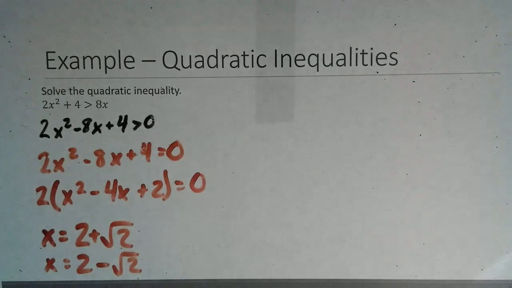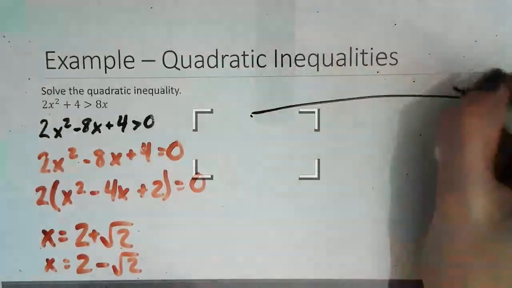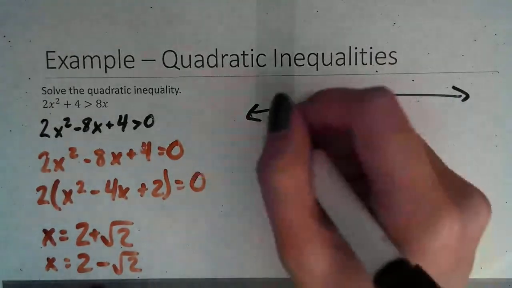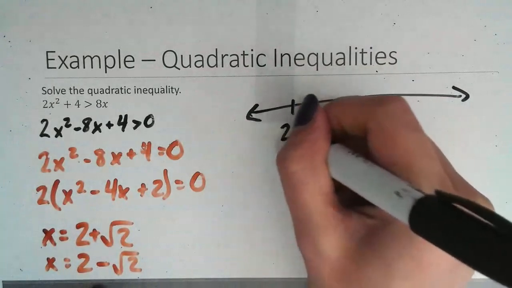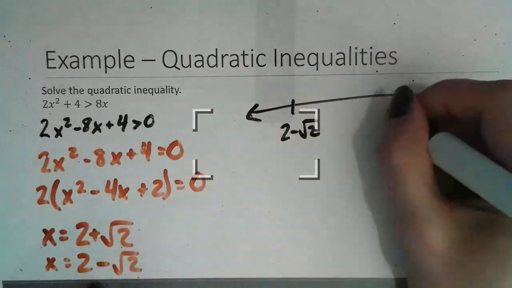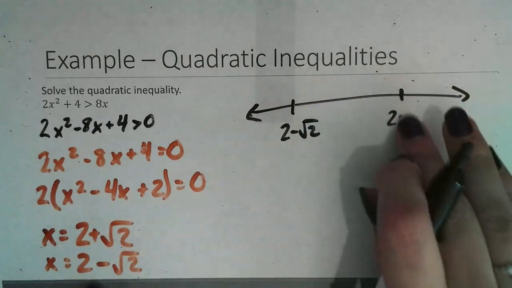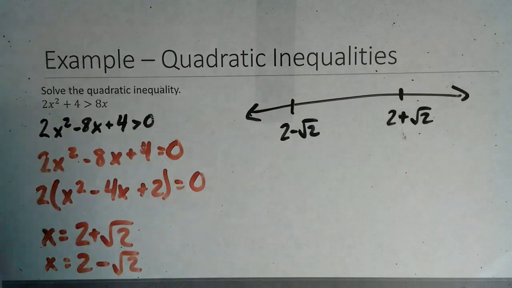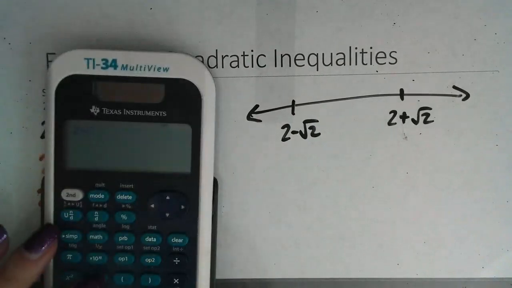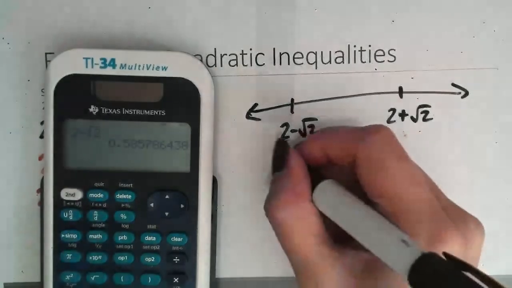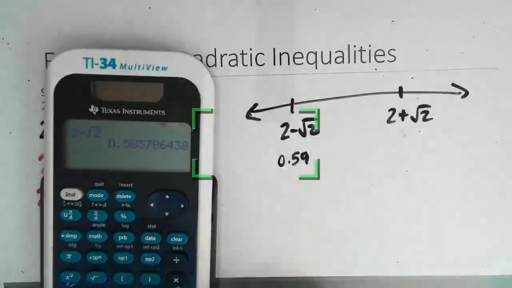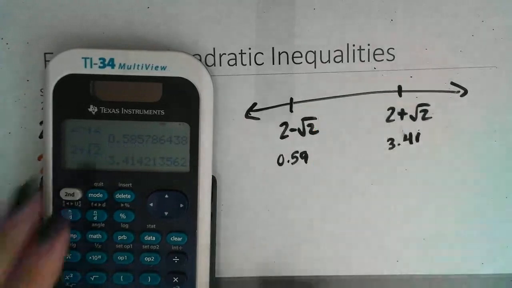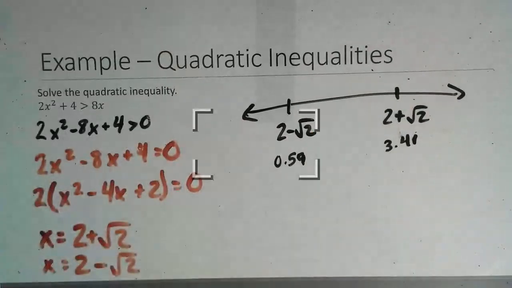So I'm going to place those on my number line. 2 minus the square root of 2 is going to be the smaller one because I'm subtracting. And that means 2 plus the square root of 2 is going to go over here. But to find my test values, I'm going to have to know about what values those are. So 2 minus the square root of 2 is about 0.59, and 2 plus the square root of 2 is about 3.41. I'm only using that to get my test values.